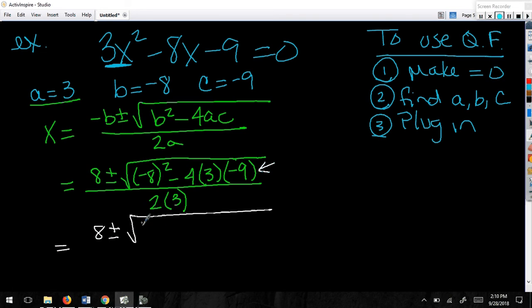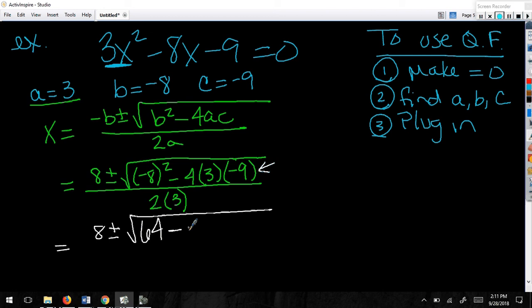64, right? When you square a negative, you get a positive. Now be very, very careful right here, okay? Kobe, I would appreciate if you put that up. What is 4 times 3 times -9? 4 times 3 times -9.